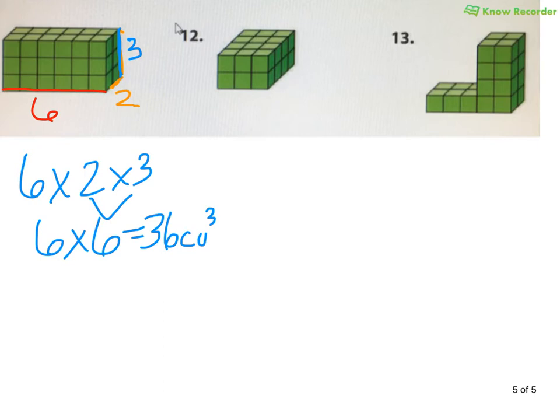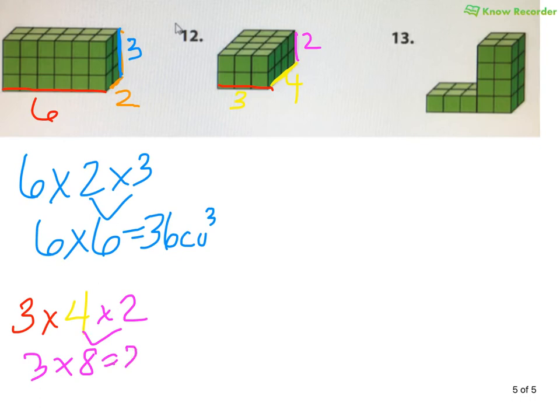Number 12, we're going to have 3 on the horizontal line, which is my length. We're going to have 4 diagonal, which means that's my width. I should have put these in too. And my height, my vertical line, is 2. How do I want to do this one? Let's do 4 times 2 is 8. 3 times 8, 24 cubic units.